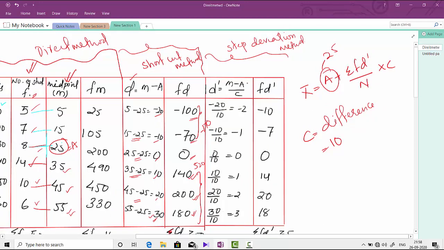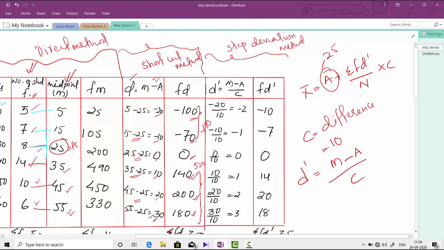To find d', the step deviation, it is midpoint minus assumed mean divided by C. So this is how we find d'. Now you remember we have already calculated M minus A here, so you don't have to do it once again. You can just divide this value by 10, and then you will get d'.